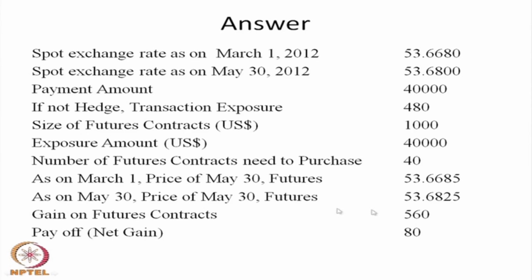The May future is running at 53.6825 per dollar, but the importer already signed a contract at 53.6685, so he will purchase the dollar at 53.6685 in place of 53.6825, and there will be a gain for him. The gain is 560 per contract, 560 rupees per contract. So, there will be a profit of 80 rupees per contract, and he has purchased 40 contracts. So, you can calculate the rupee gain here. Thank you.